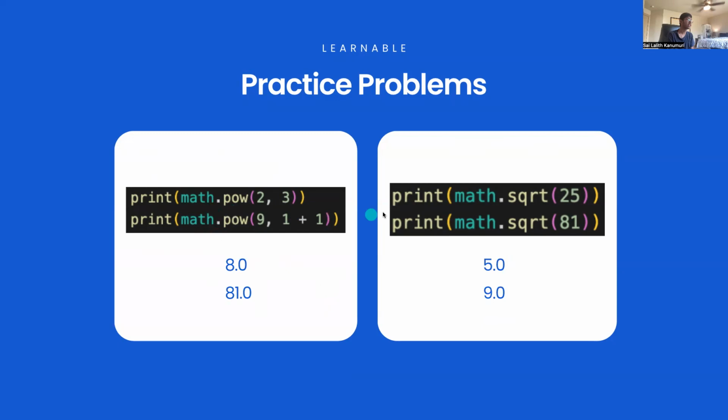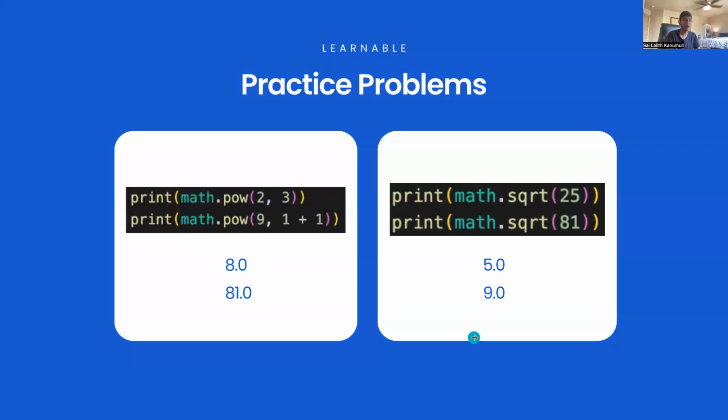Okay, so math.pow 2 comma 3, so it's 2 as the base and 3 as the exponent, so 2 to the power of 3 is 8. That's why it returns 8.0. And then 9 comma 1 plus 1, that may have tripped you up a little, but 1 plus 1 is 2. It does the operation first, and then it does math.pow 9 comma 2. 9 is the base, 2 is the exponent, so 9 to the power of 2 is 81.